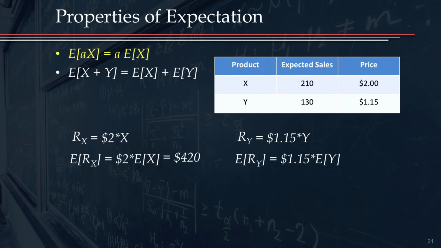We can do a similar thing for product Y, this time using $1.15 as the price rather than $2, to get a total of $149.50. This again is 130 times $1.15.